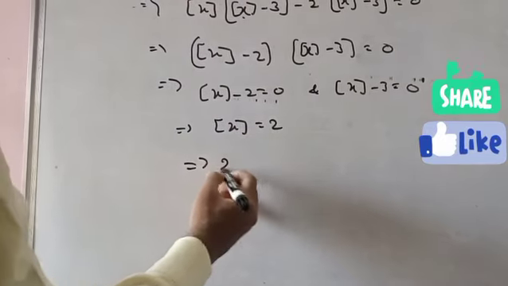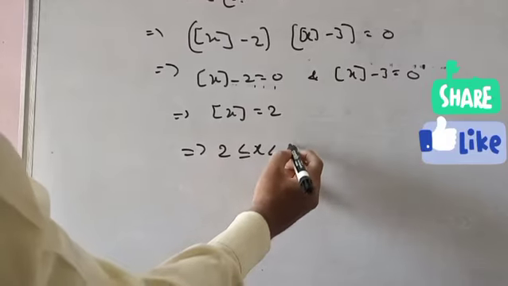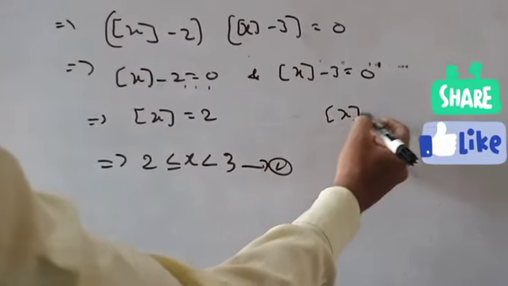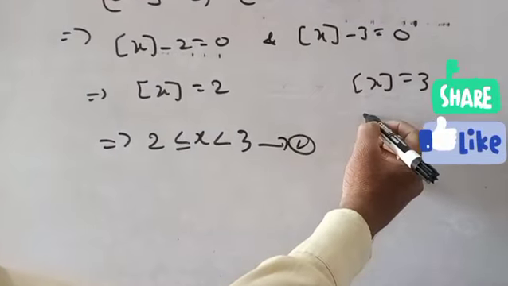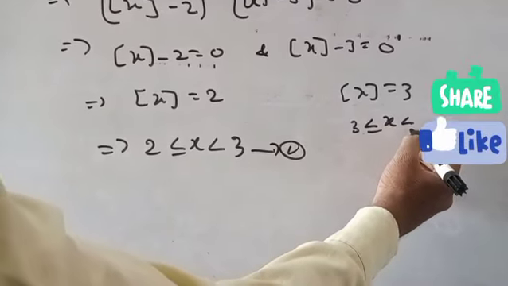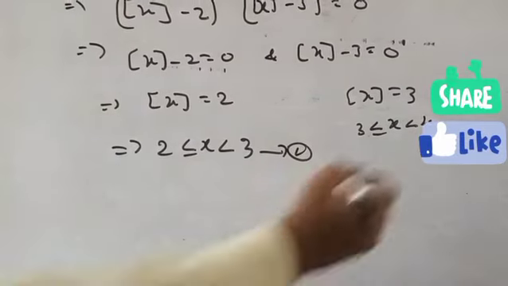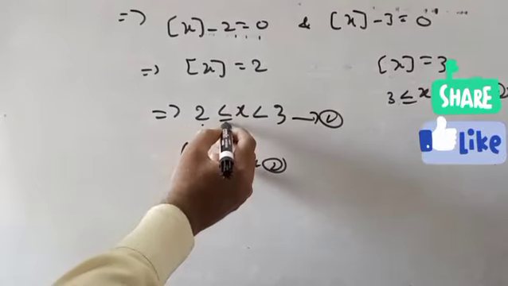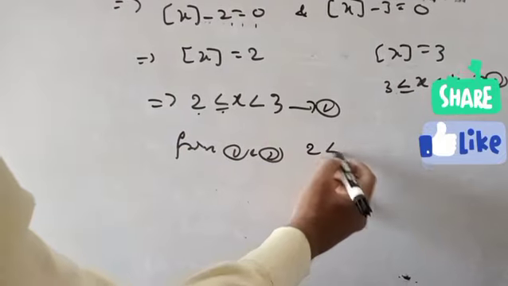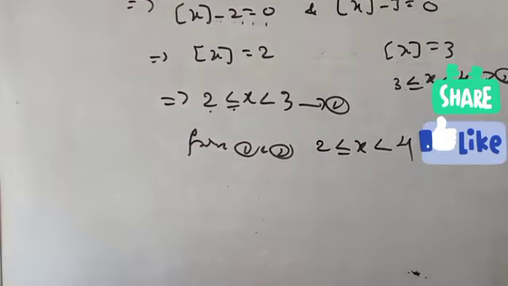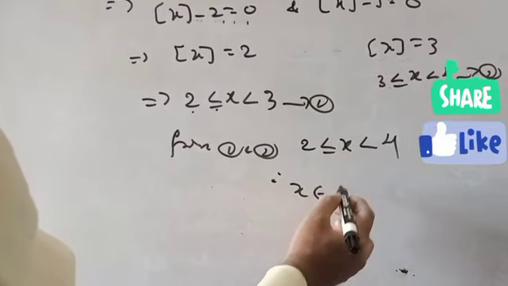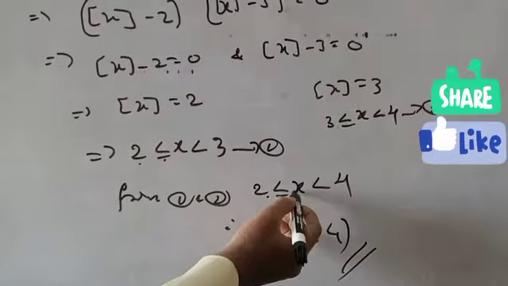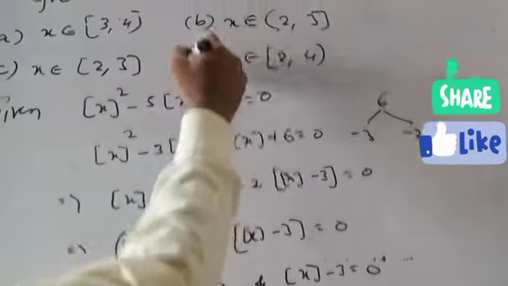This means 2 ≤ x < 3. This is 1. And [x] = 3 means 3 ≤ x < 4. This is 2. Here, from 1 and 2, 2 ≤ x < 4. Therefore x belongs to closed interval 2 to open interval 4, which is the answer for this. Option D is the correct answer.